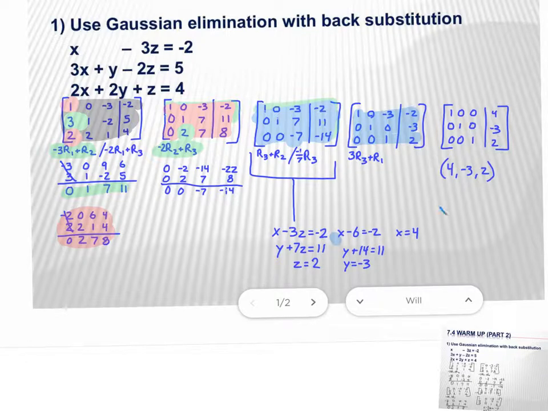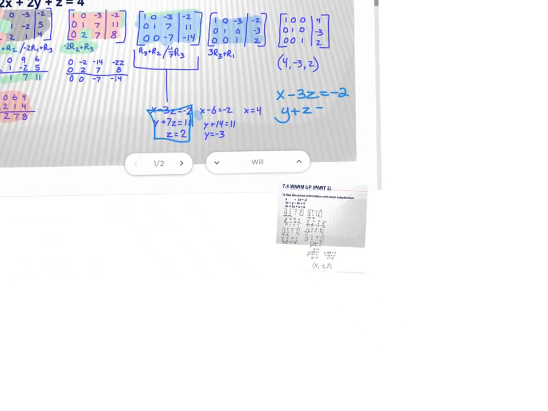After you replaced it, it would have been x minus 3z equals -2 for the first row, and then y plus 7z equals 11 for the second row, and z equals 2. And then you want to work your way back up. So take the 2, plug it in, and then take the 2 and the y, which is -3, and plug it back into the first one.